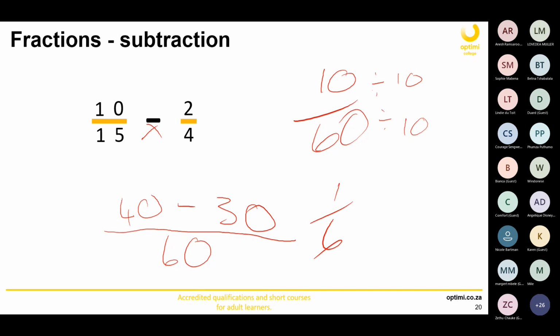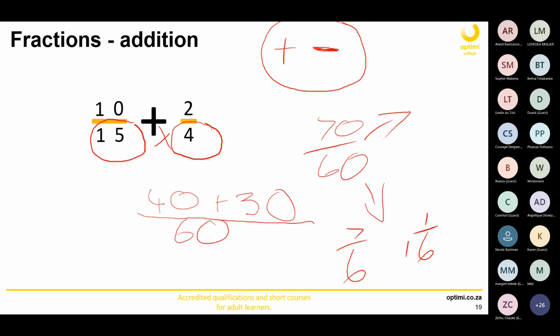The last illustration, the addition. From where? Remember, with plus and minus, you have to have the same denominator. To get the same denominator, they talk about the smallest common denominator. Smallest common denominator can sometimes be difficult to find. So what I do is I simply multiply the two denominators by each other.